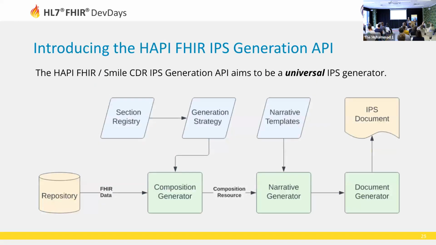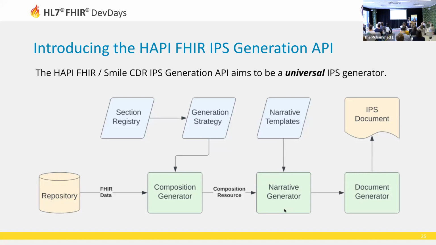So how does this whole thing work? We've developed an API sitting in the middle of HAPI that does this. Its core components are a composition generator, which, if you're not familiar with FHIR documents, you can think of as the table of contents for the document. It packages up the resources that go in there. There's a narrative generator that generates the HTML representation of that document. And ultimately, what we call the document generator bundles that all together and spits out a document back to the user.